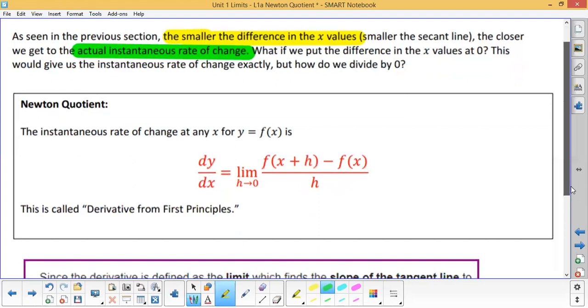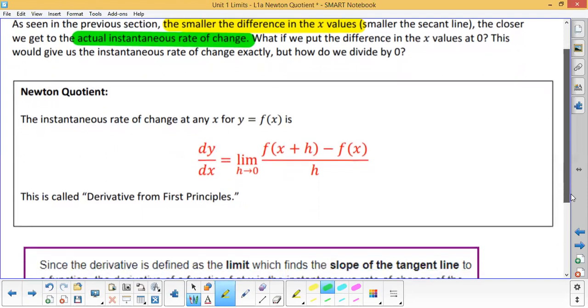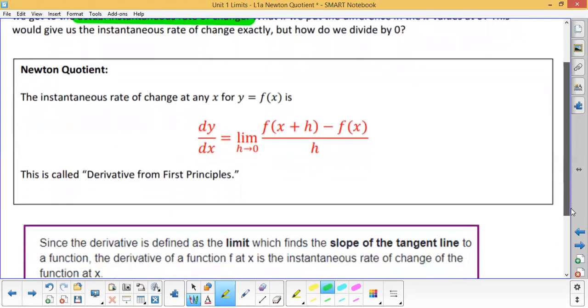So dy over dx is equal to the limit as h approaches 0 of f of x plus h minus f of x over h. So we're going to take the concept of the limit that we learned about yesterday.